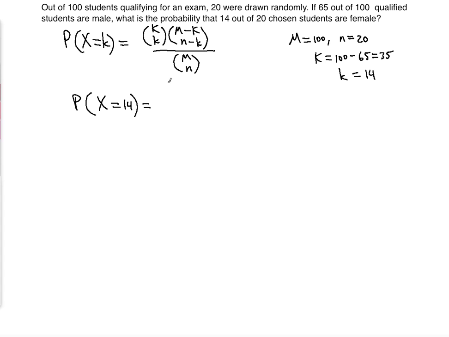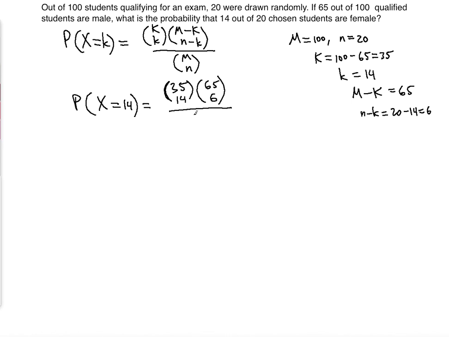So we're choosing 14 females from 35 available. We're multiplying it by the choice from, so one more thing, capital M minus capital K, that's going to be 100 minus 35, 65, right? So you're choosing from 65 males the remaining number of students, which is 20 minus 14. So n minus k is going to be 20 minus 14, which is 6. So 6 remaining students from the total number of males, which is 65.